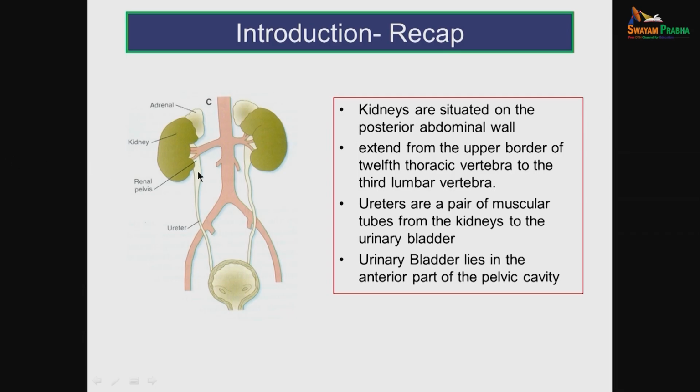Ensuing from the kidney will be a pair of ureters which carry urine from the kidney to the urinary bladder. The ureters also lie behind the peritoneum and they have a course through the posterior abdominal wall and the lateral pelvic wall, and finally they open into the bladder. The urinary bladder lies in the anterior part of the pelvic cavity.